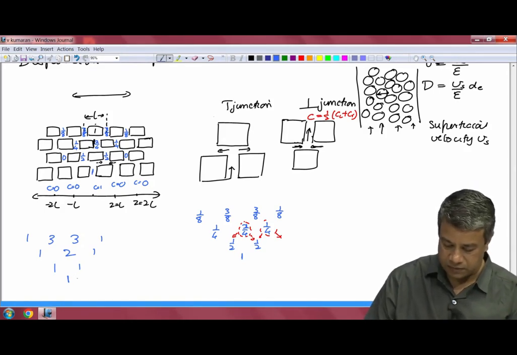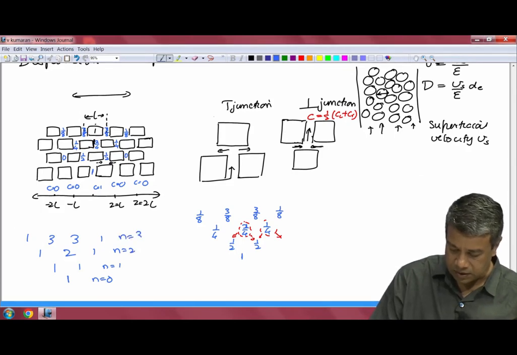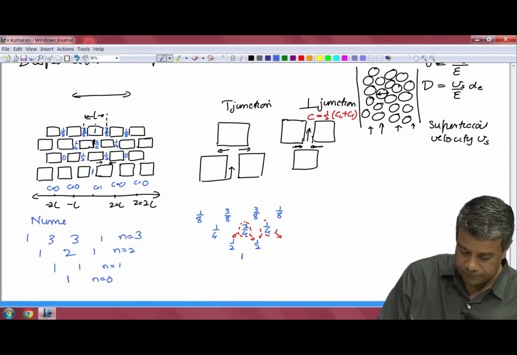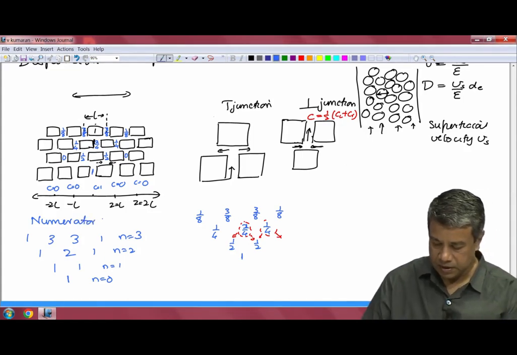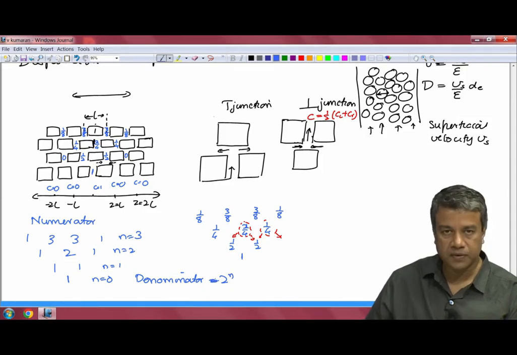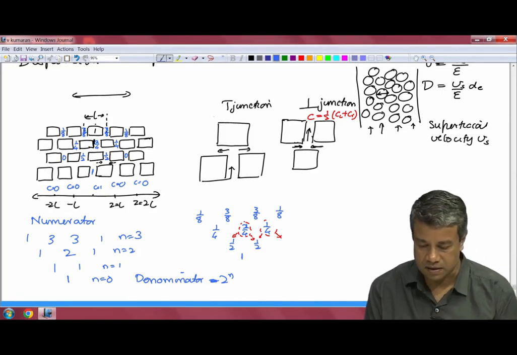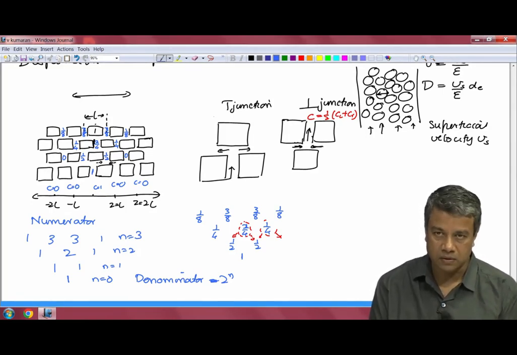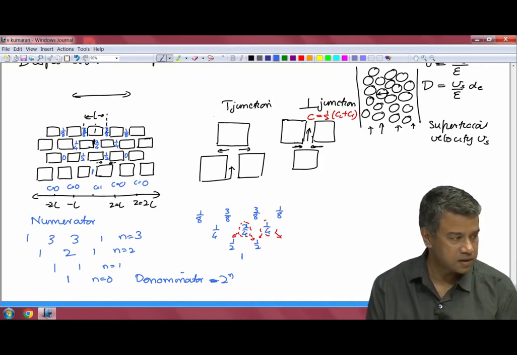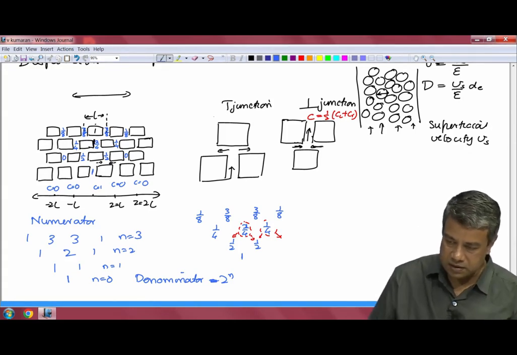And the denominator, so if this is, let us say, for n equal to 0, n equal to 1, n equal to 2, n equal to 3, this is the numerator. And the denominator is equal to 2 power n. So, this is the sequence of concentrations that you get as the solute passes through around these obstacles in a porous medium, in this structured porous medium. This thing is called the Pascal triangle.